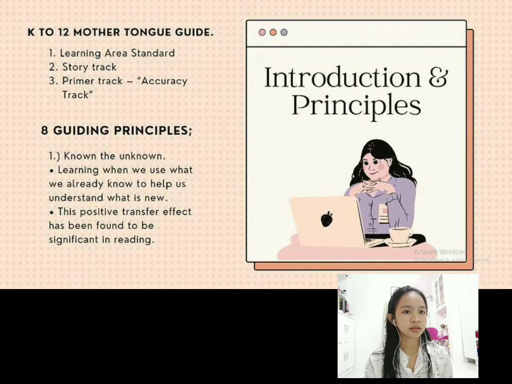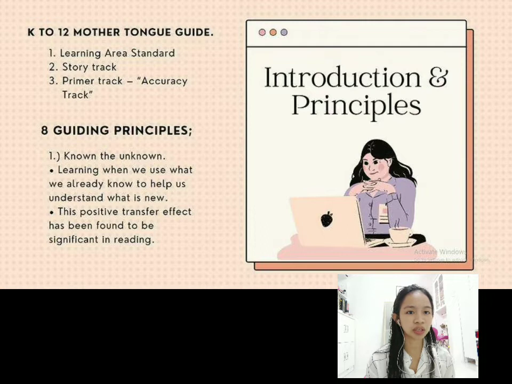In this lesson, these are the words that may give you confusion as you move along this unit, such as LAS, which means Learning Area Standard. It is a description of what students are expected to know and be able to do at a specific stage of their education, including skills and knowledge. Also, the story track and the primary track, in other terms, the accuracy track.